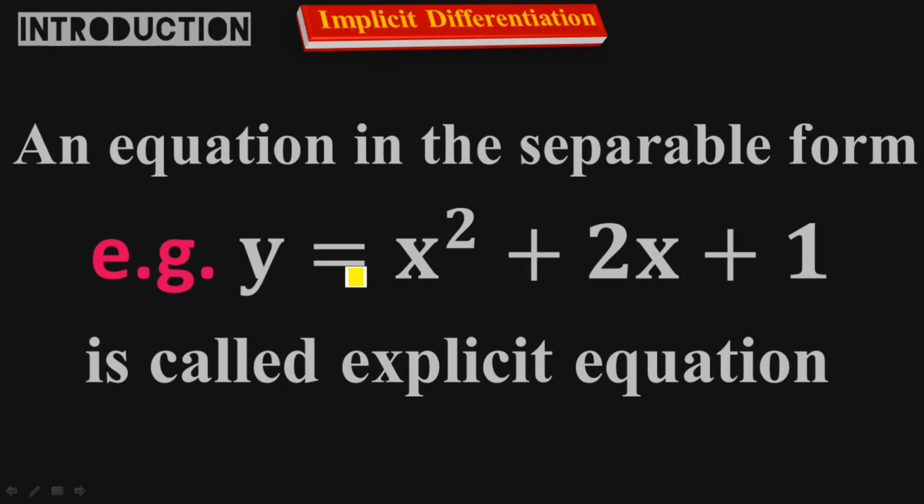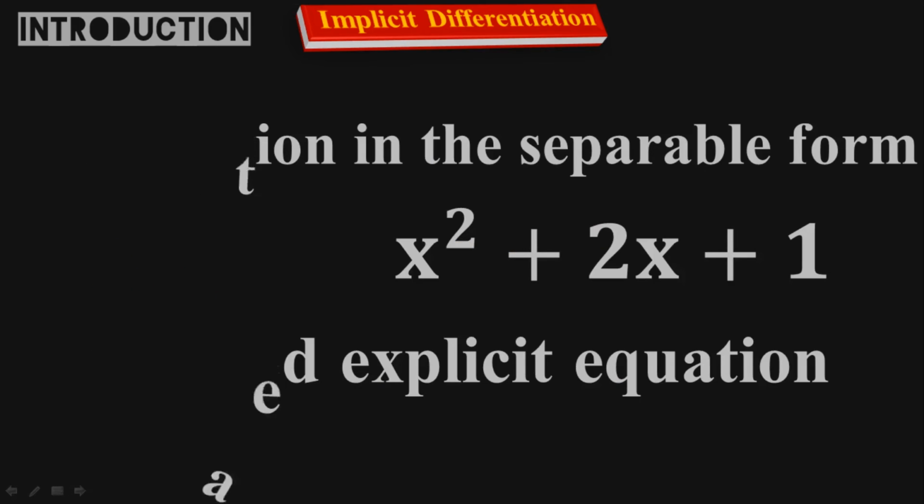If you look at this equation, it is in separable form because the y variable is on one side and the x variables are on the other side. Look, it is not the perfect separable form if you remember, because we have a constant number here. Now it is pretty clear that this y function is explicitly in terms of x variables. Therefore it is called an explicit equation. So an equation in such separable form is called an explicit equation.